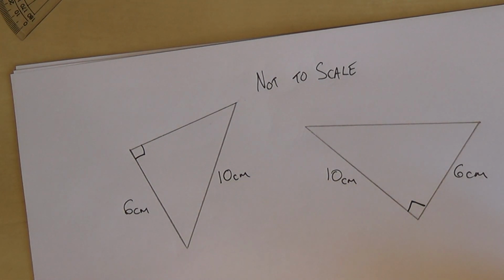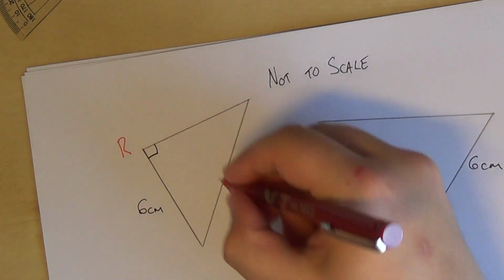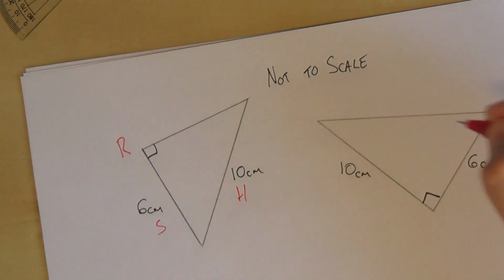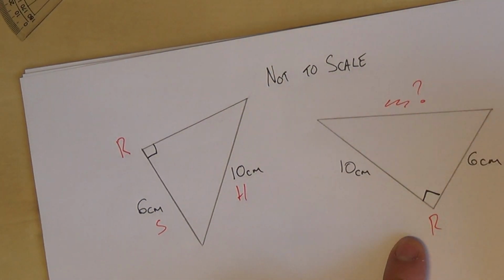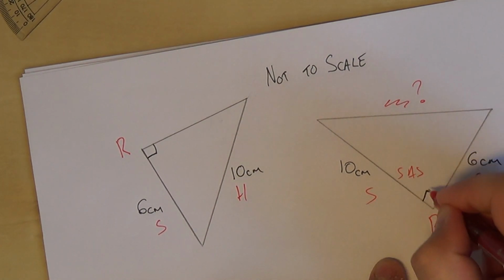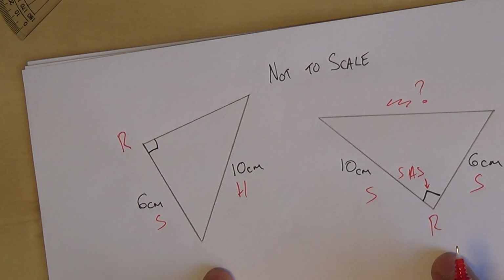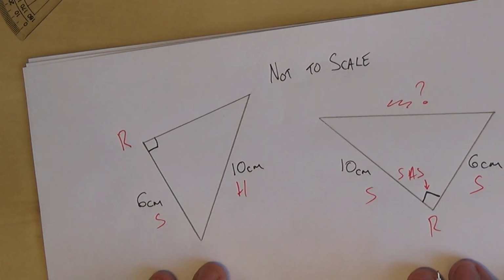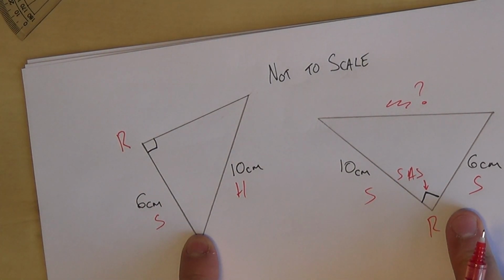But if you look at how they're arranged, we've got a right angle, a hypotenuse, and a side here. Here we've got a right angle, and we don't know the hypotenuse. We've got sides next to it. So this is actually an SAS arrangement, because that's just an angle. And this is an RHS arrangement. So even though the numbers are the same, they're not arranged in a way that means that they are the same triangle. If you draw this triangle, and you draw this triangle, accurately, they will be different triangles.